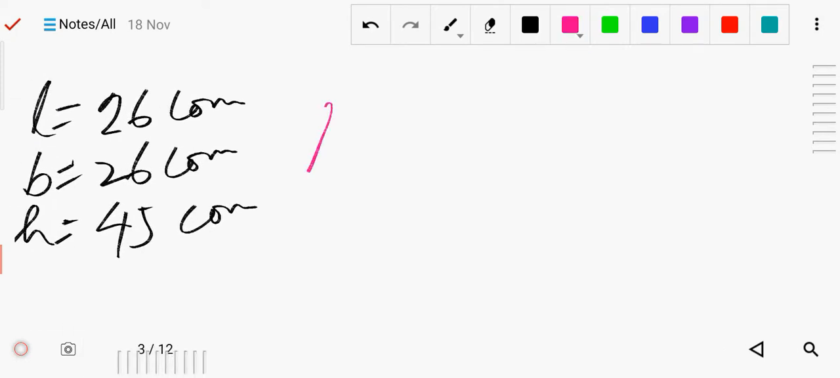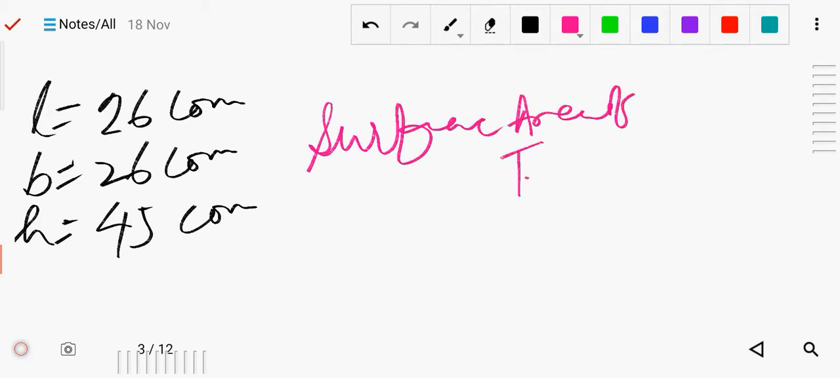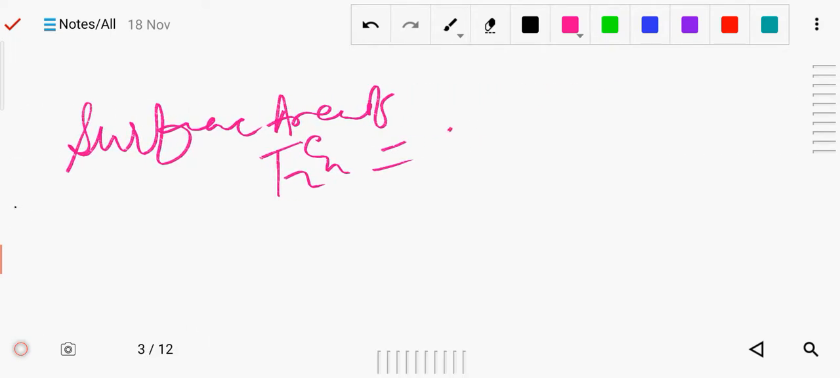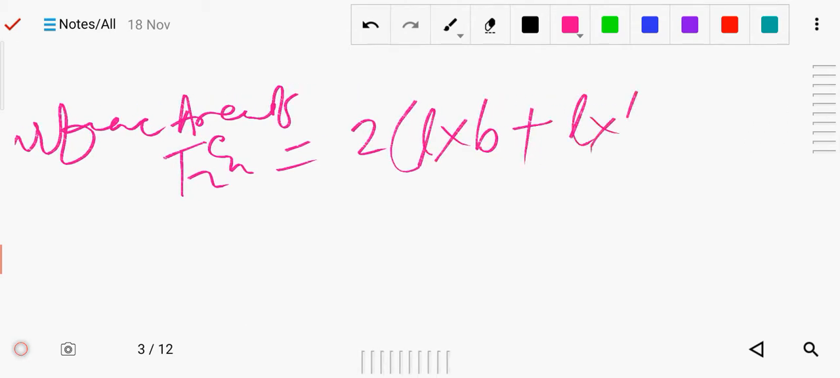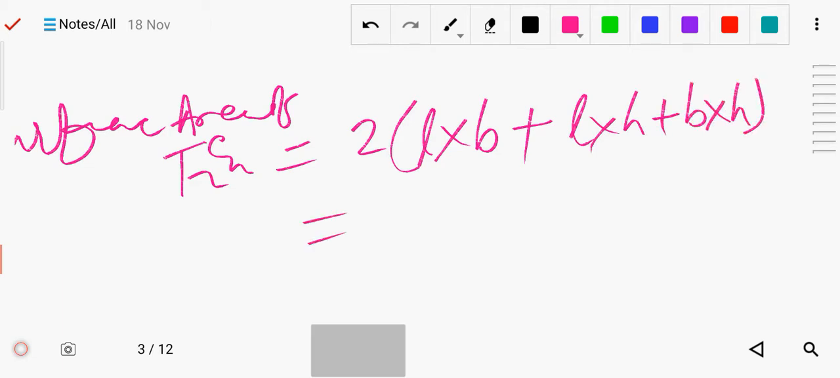So you write here the surface area of tin. The surface area of tin we have to find first. So what is the formula? 2 into (L into B plus L into H plus B into H). Okay, now we will put these values.